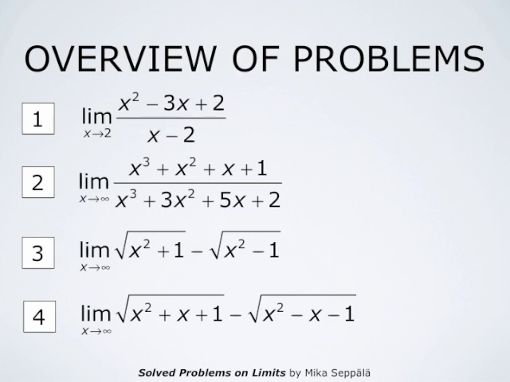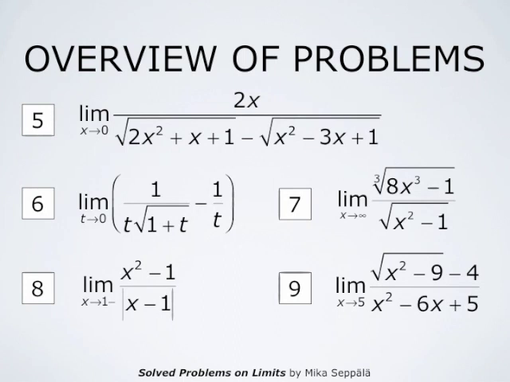In problem 3, we have to compute the limit as x approaches the infinity of square root of x squared plus 1 minus square root of x squared minus 1. And here the straightforward substitution yields the infinity minus the infinity, which is undefined. In problem 4, we have a similar situation, limit as x approaches infinity, square root of x squared plus x plus 1 minus square root of x squared minus x minus 1. And here the straightforward substitution would yield the infinity minus the infinity, which is undefined.